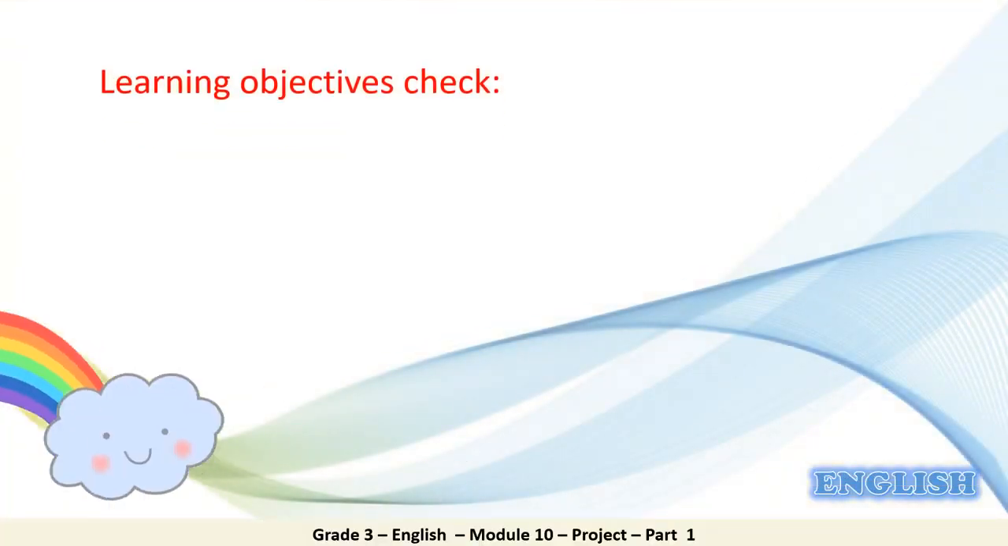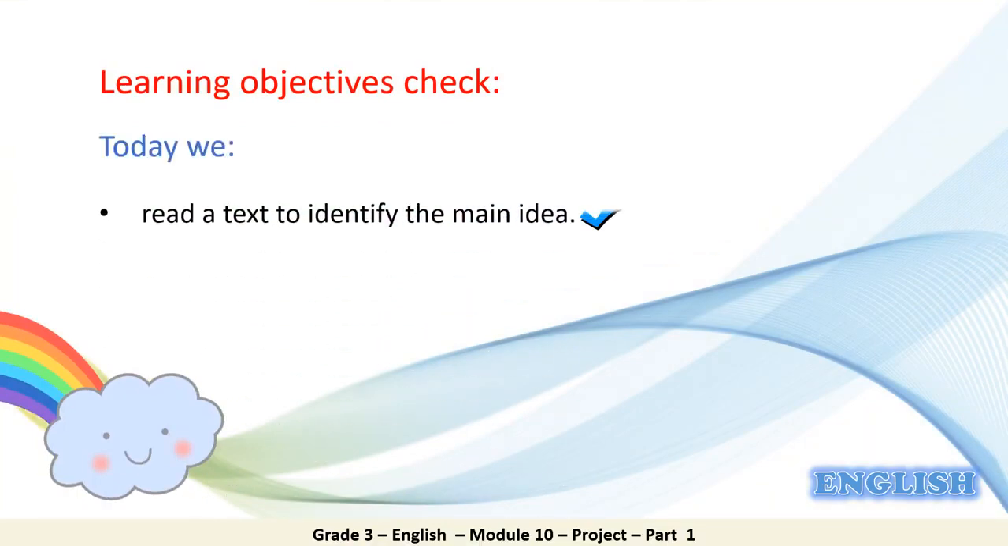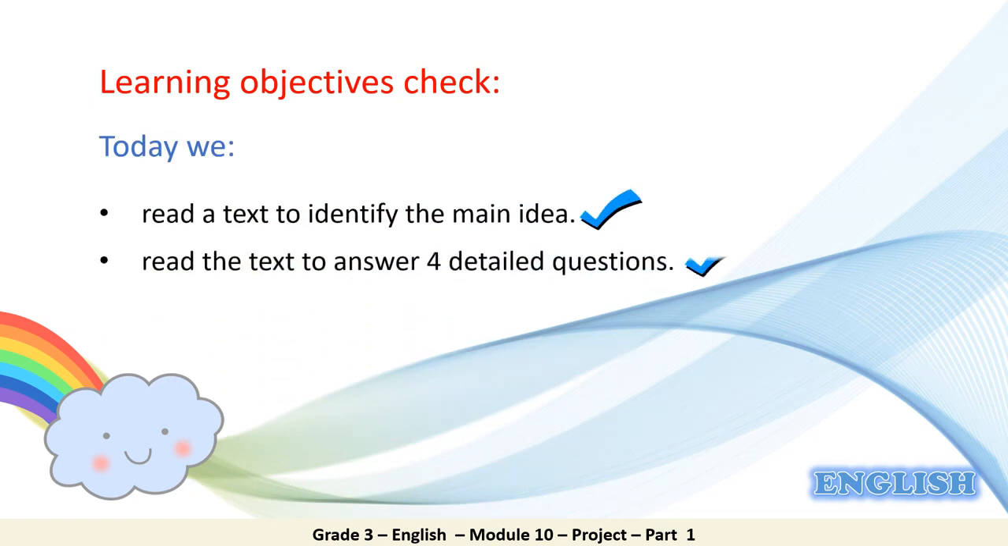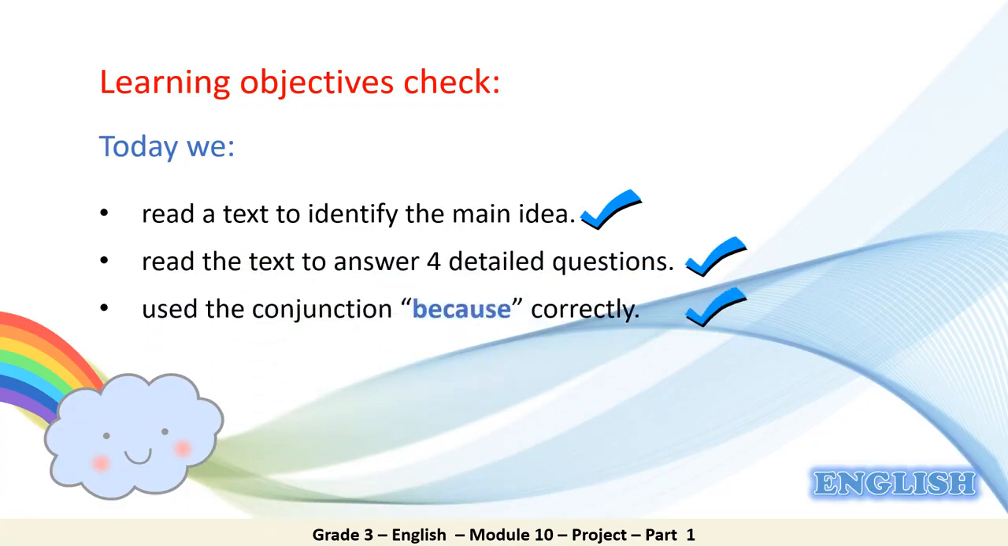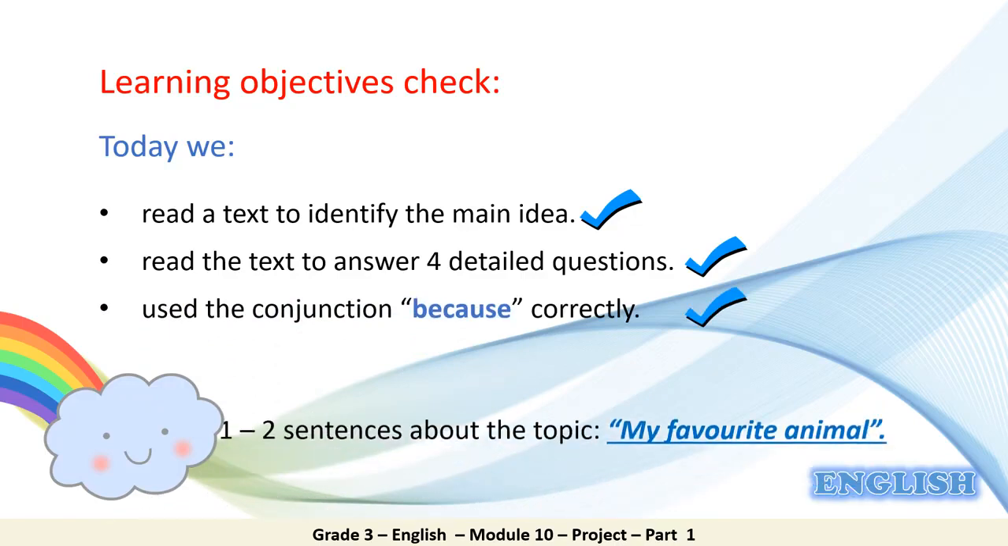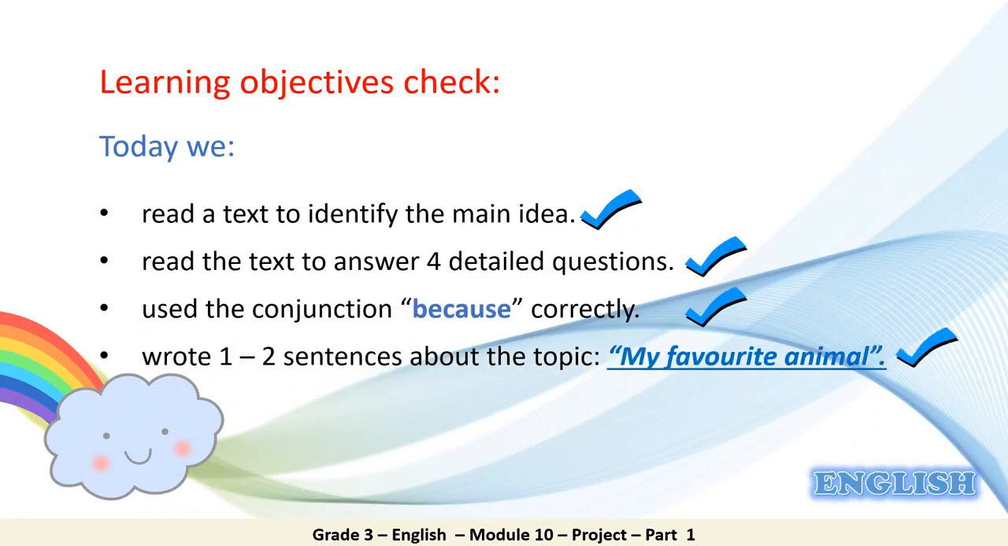That's it. We reached the end of our lesson. Let's go back to check our objectives for today. We read a text to identify the main idea. We read the text again to answer 4 detailed questions. We used the conjunction because correctly. And finally, we wrote 1 to 2 sentences about the topic, my favorite animal.